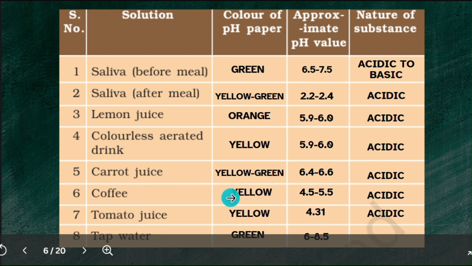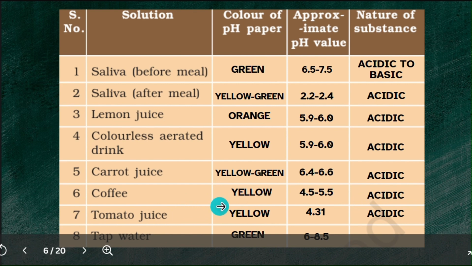Carrot juice. Color of the pH paper yellow to green. Approximate pH value is 6.4 to 6.6 and the nature of the substance is acidic. Coffee. We all like coffee, isn't it? Color of pH paper is yellow. Approximate pH value is 4.5 to 5.5. The nature of the substance is acidic.